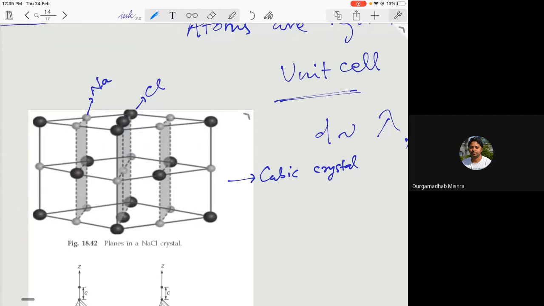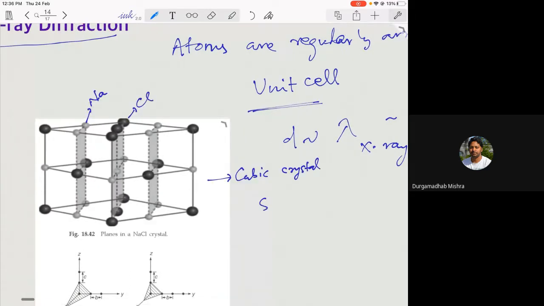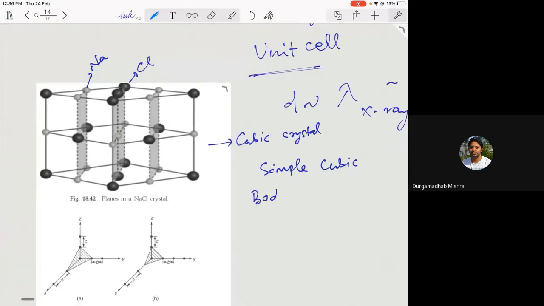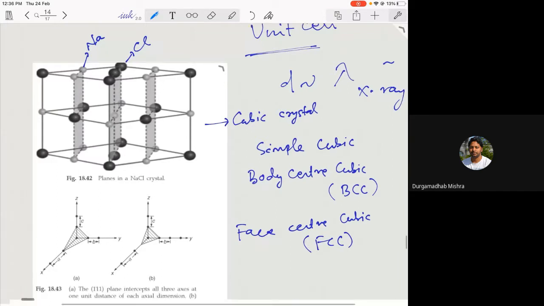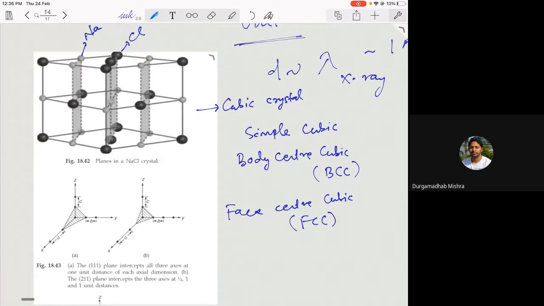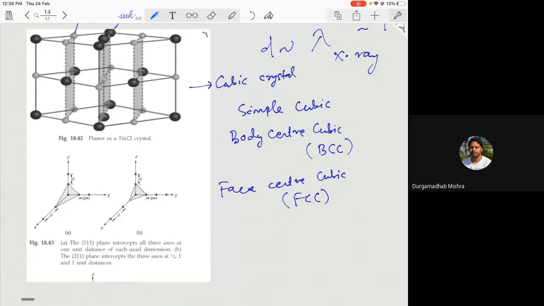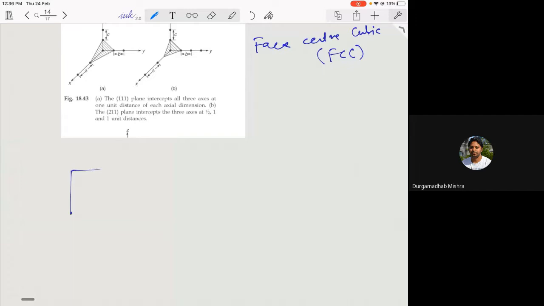Your cubic crystal can have three different configurations. One is simple cubic, another is body centered cubic or BCC, and another is face centered cubic, FCC. These are three different ways in which a cubic crystal can have its atoms arranged. If I draw the simple cubic structure, I have atoms at each corner.